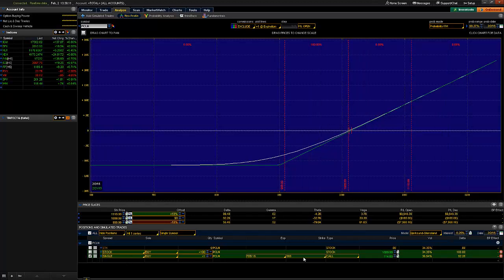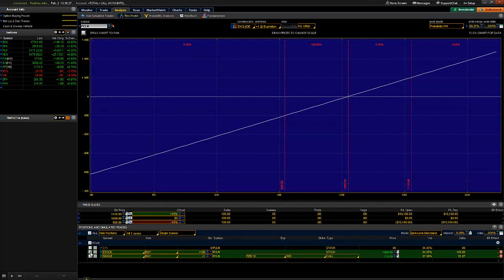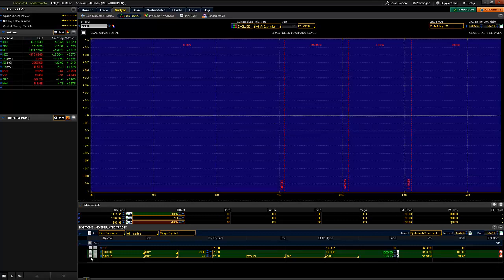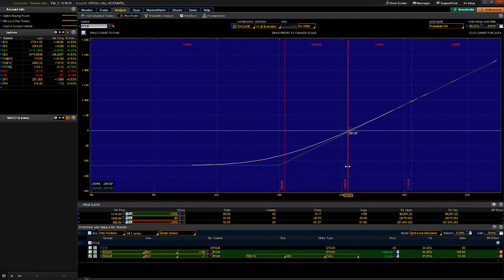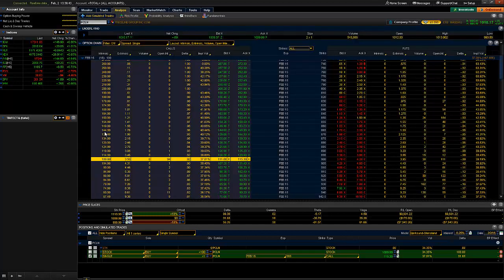But look at the difference in the capital outlay that you need in order to trade that. This is only going to set me back $11,520 to trade the exact same position as I could trading 100 shares of Priceline stock. So that is one way to get long or short an underlying asset if you don't have the funds to do so, and it's purely because this is all intrinsic value.